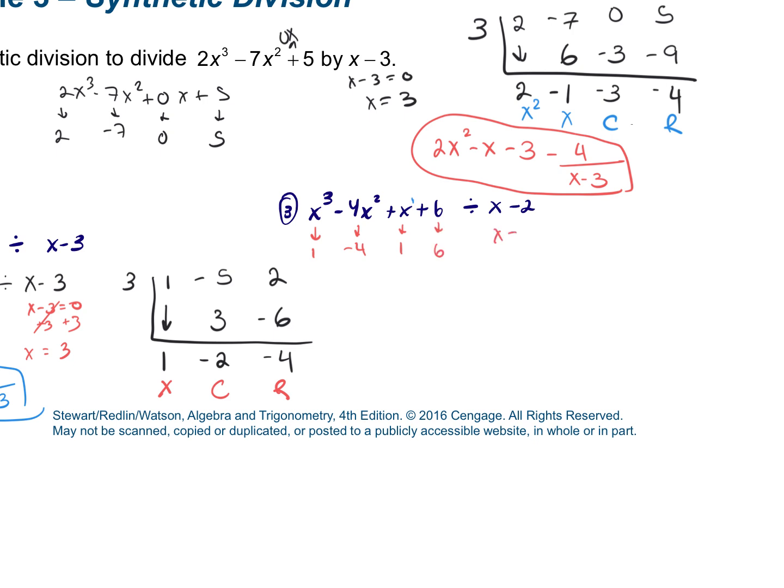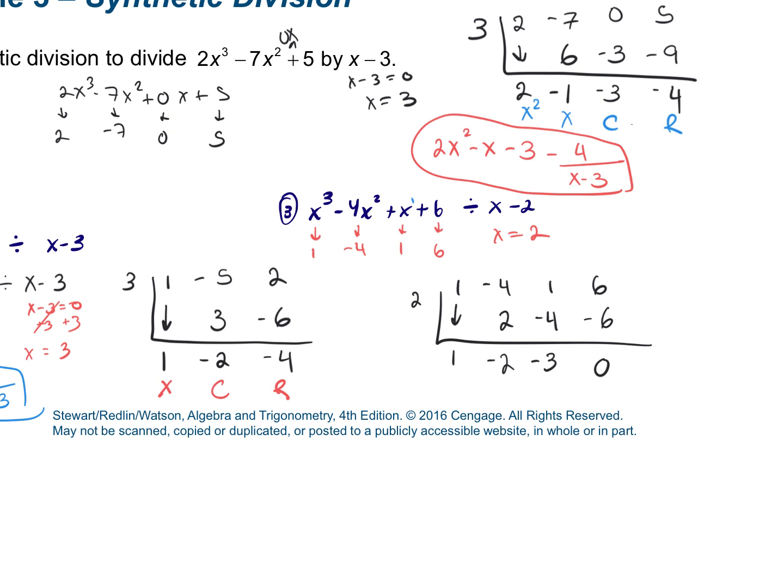And we're going to divide by a 2 because when we do x minus 2 is equal to 0, we get x is equal to 2. So I'm going to go ahead and set up the division. 2, we're going to get 1, -4, 1, and 6. So I'm going to go ahead and bring down that 1. So it's going to be 2 times 1 is 2. And then -4 plus 2 is -2. 2 times -2 is -4. 1 minus 4 is -3. -3 times 2 is -6. And these cancel out and we get 0.